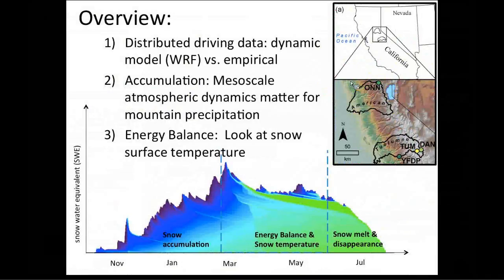So an overview of what I'm going to talk about is, first, when you go to the mountains, how do you get distributed driving data? And by driving data, I mean the things you would need to run a snow model. How do you figure out how much snow is falling, how fast that is melting, and should you use a dynamic model, something like the weather models you might watch on TV, the Weather Research and Forecasting model, versus empirical techniques where you might take a station and then extrapolate that data over terrain.